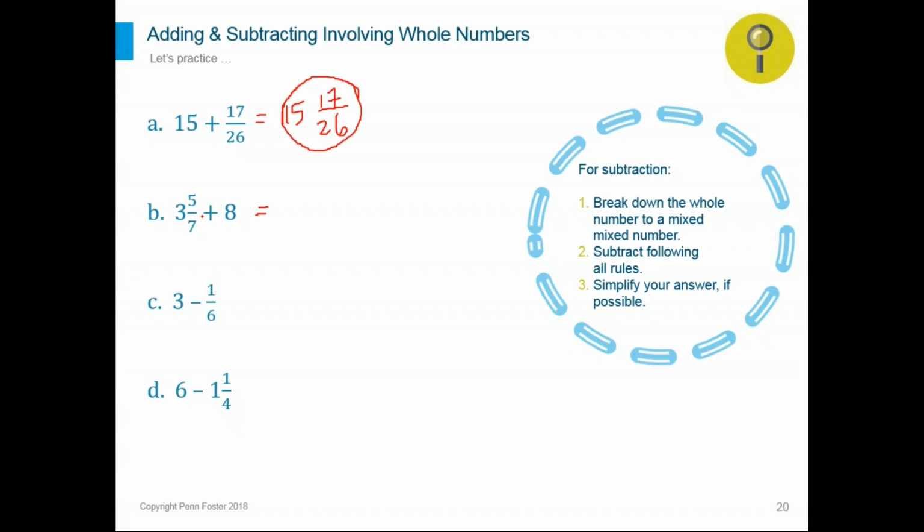Same way. 3 plus 8 will give you 11. 5 over 7 plus nothing will just give you itself, 5 over 7, and this is your answer. Subtraction is the one that you need to do more steps to do.